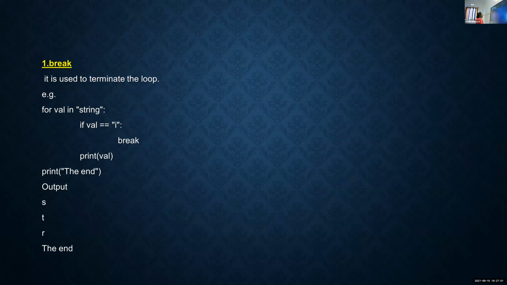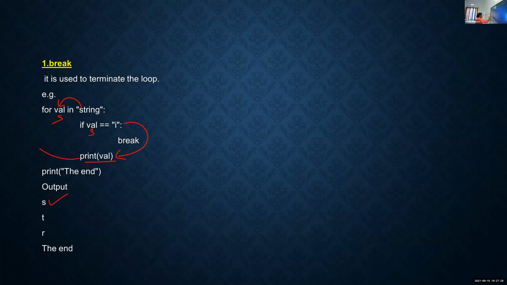Okay. Here, string is the content. When we are using this for statement, the first value of val is S. Then I will check the content, like S is equal to I. Here the condition is false. Whenever the condition is false, it will execute this print statement. So the result is S.